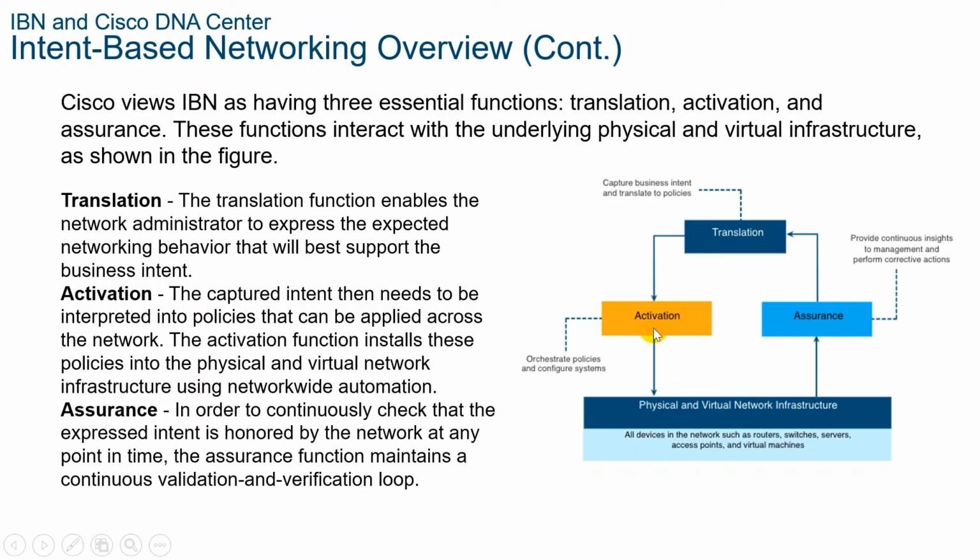Next is activation. The captured intent then needs to be interpreted into policies that can be applied across the network. The activation function installs these policies into the physical and virtual network infrastructure using network-wide automation. Next is assurance. In order to continuously check that the expressed intent is honored by the network at any point in time, the assurance function maintains a continuous validation and verification loop.